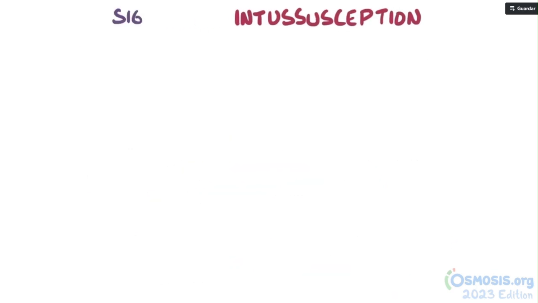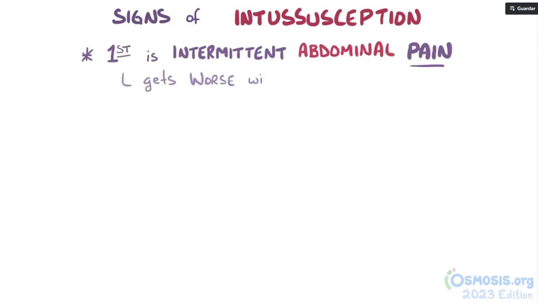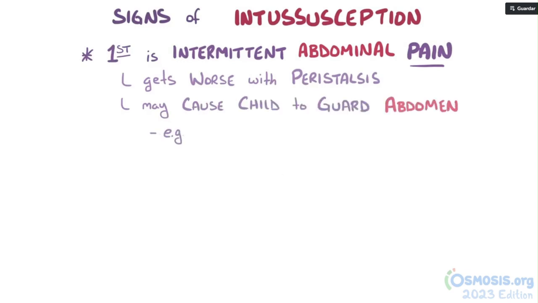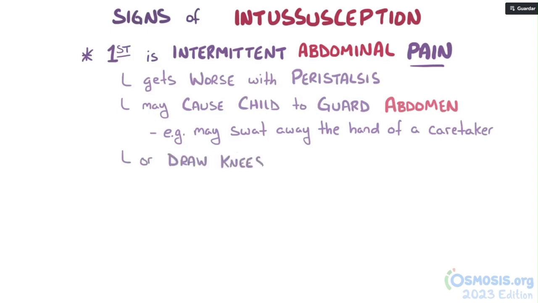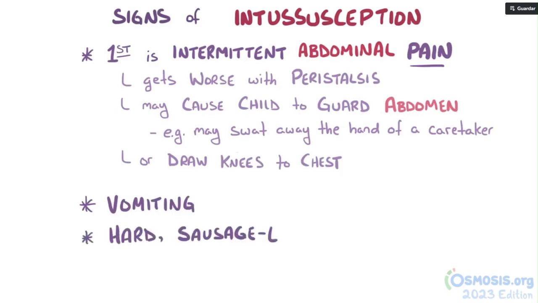Now, when an intussusception develops, the first sign is intermittent abdominal pain that worsens with peristalsis, sometimes causing a child to guard their abdomen. For example, they might swat away the hands of a caretaker, or draw their knees up toward their chest. Other classic findings include vomiting and the presence of a hard, sausage-like mass in the abdomen.